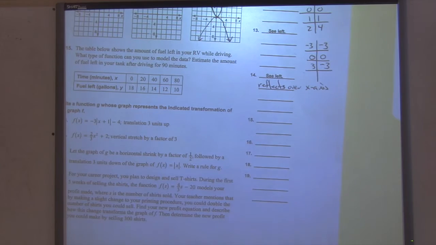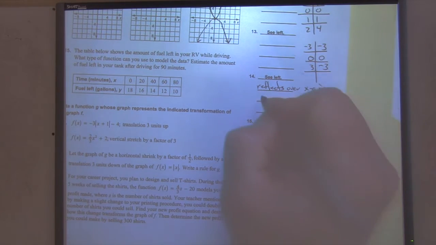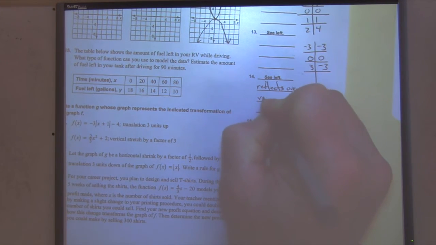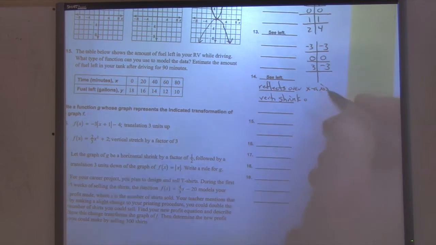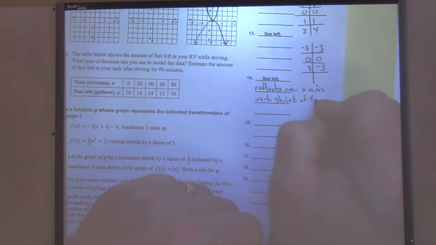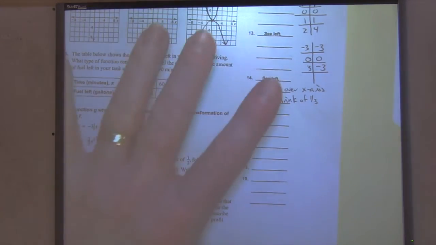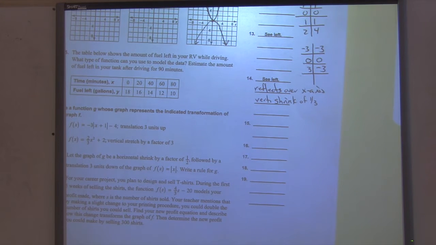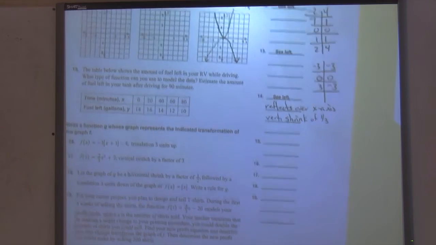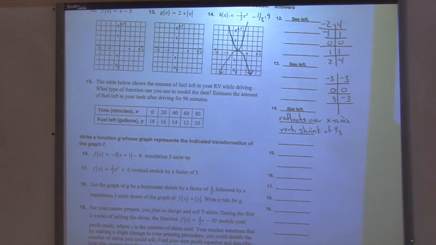And so vertical, remember, is what it says it is. So that would be a vertical shrink, because it's less than 1, of 1/3. And again, we don't worry about the negative sign. If that would have been a -3, that would be a vertical stretch of 3. So that's what you need to put on 12 through 14. You have to draw both graphs, and you have to tell the transformations.